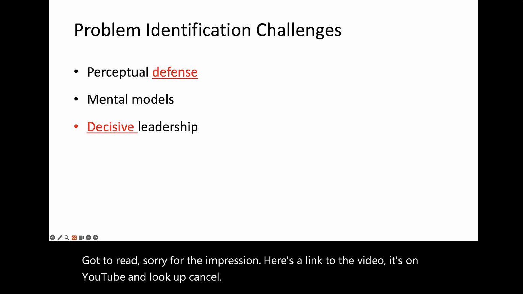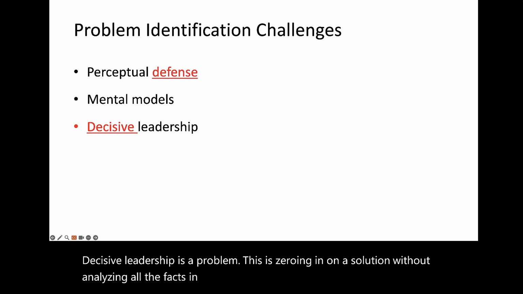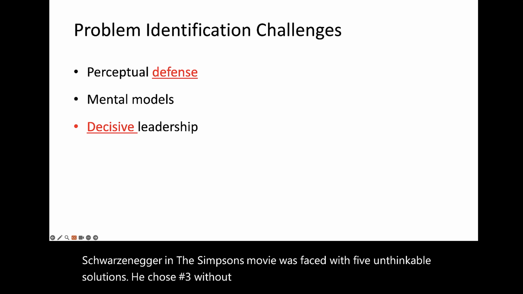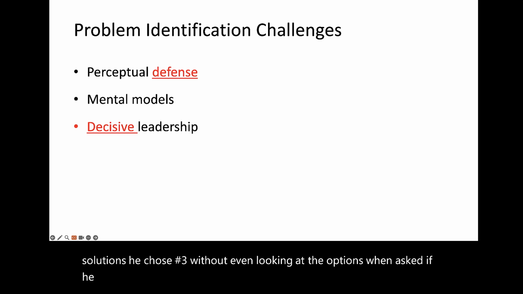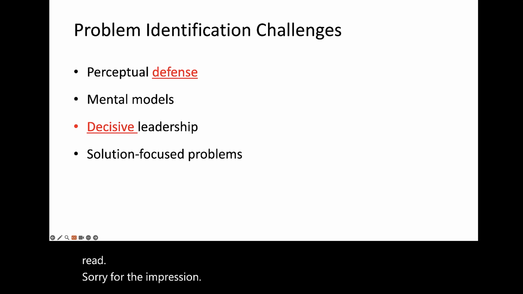Decisive leadership is a problem. This is zeroing in on a solution without analyzing all the facts in order to appear decisive. For example, President Schwarzenegger in the Simpsons movie was faced with five unthinkable solutions. He chose number three without even looking at the options. When asked if he would like to read the options first, he says, "I was elected to lead, not to read." Another identification challenge is solution-focused problems.